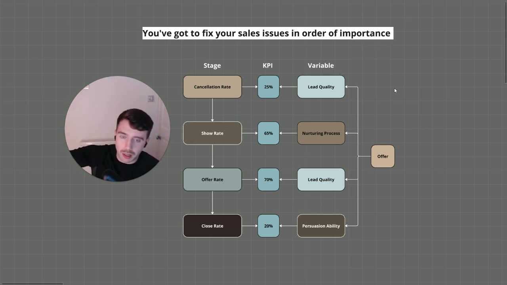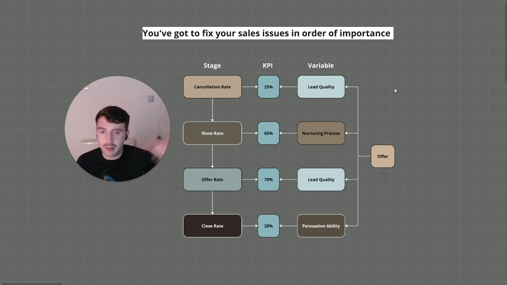We're way closer. Now I'd be like, right, what's the worst one of these? So let's just say cancellation rate's still in a good place, 20%, show rate's still in a good place, 70%, offer rate's 60%, close rate's 18%. Well, close rate is very, very nearly a KPI. Offer rate, still a little bit of the way to go. So then I'd be like, okay, how can we improve the offer rate? Again, we would look at improving the lead quality, and so on and so forth.